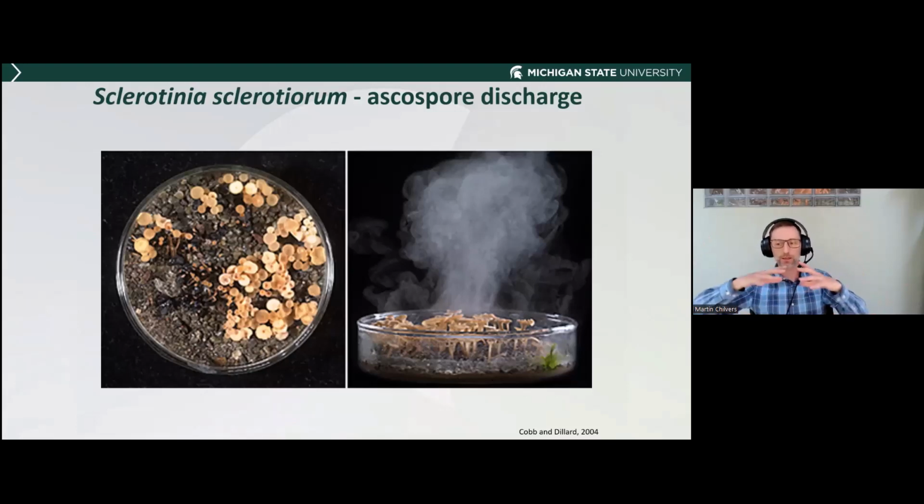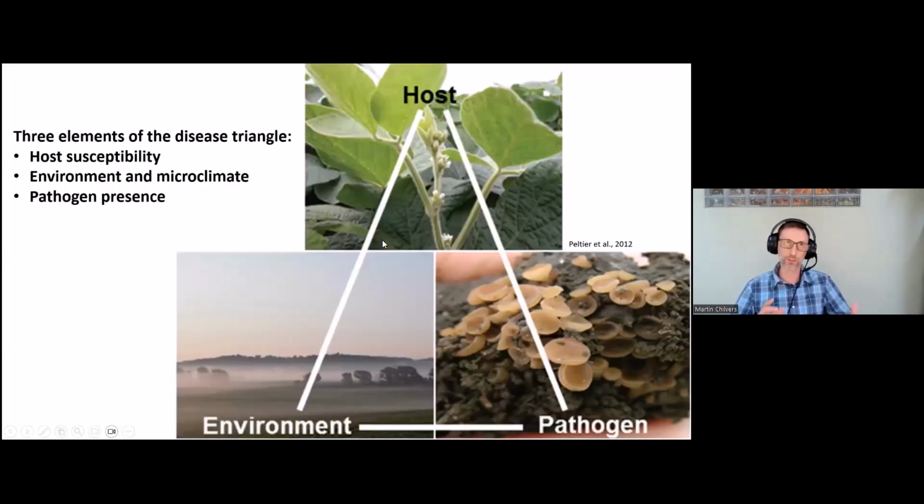Most disease is going to occur locally in patches within a field, but under really severe or conducive conditions we can get further dispersal of those spores. And of course, there are three elements to disease. We have to have a susceptible host. Both dry bean and soybean are susceptible hosts, and there are a number of other broadleaf crops and weeds that are susceptible to white mold.